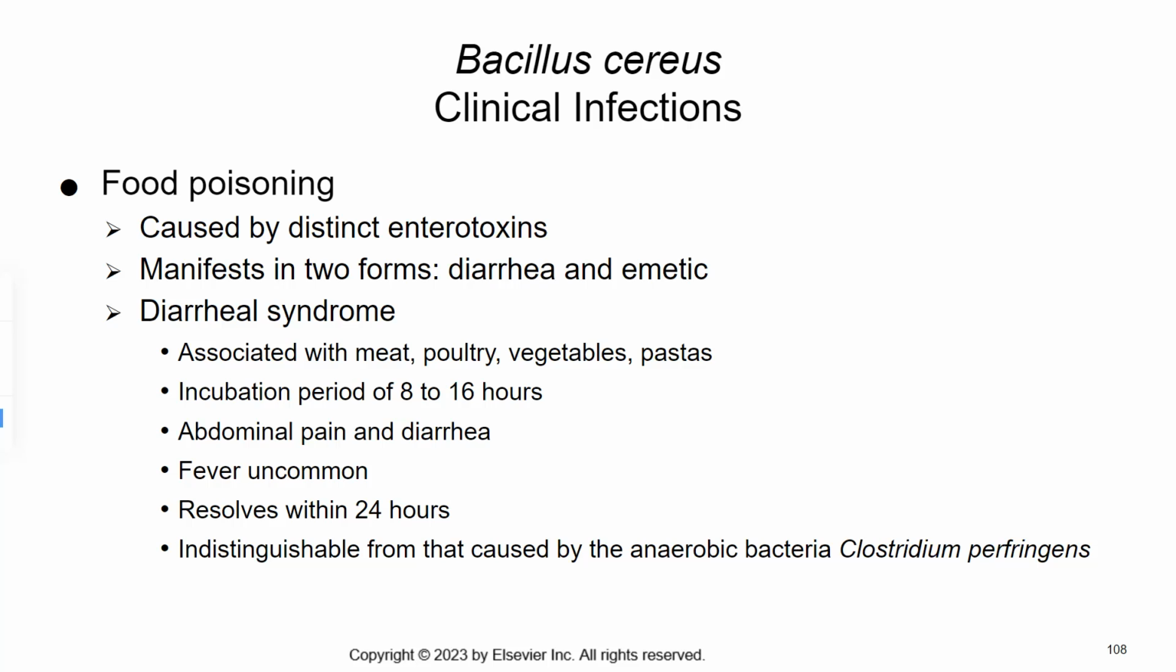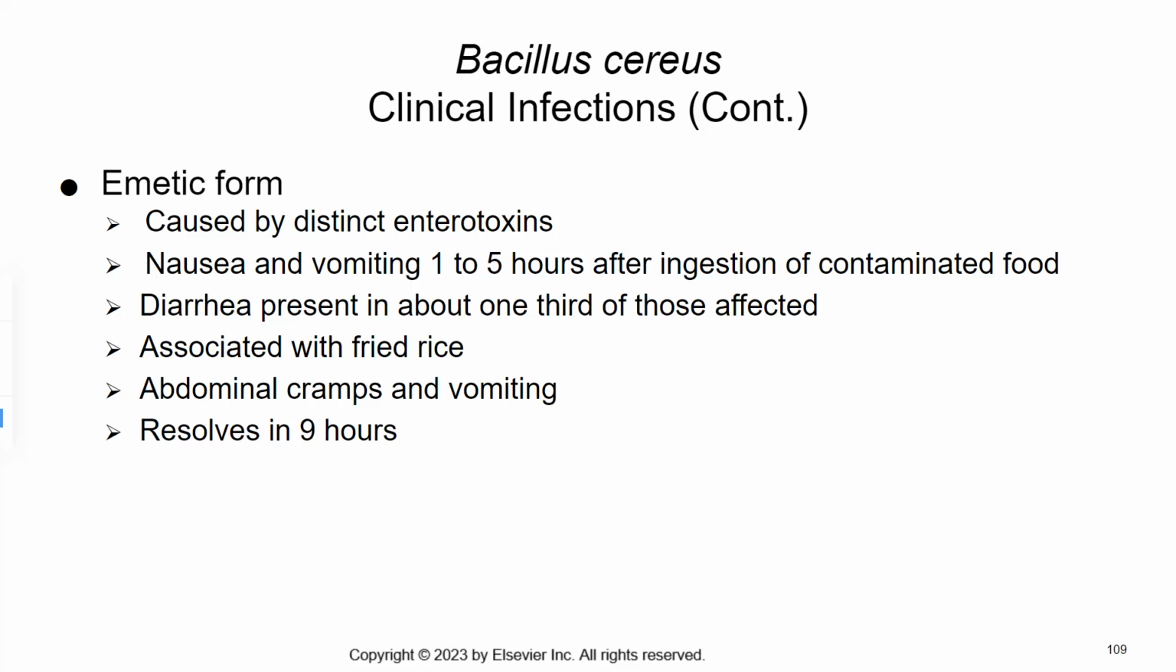Bacillus cereus food poisoning is caused by distinct enterotoxins. It manifests in two different forms, the diarrheal and emetic forms. Diarrheal syndrome is associated with meat, poultry, vegetables, and pastas. Incubation period is 8 to 16 hours, with abdominal pain and diarrhea. Fever is uncommon and it resolves within 24 hours. It's indistinguishable from that caused by the anaerobic bacterium Clostridium perfringens. The emetic form is caused by distinct enterotoxins, with nausea and vomiting 1 to 5 hours after ingestion of contaminated food. Diarrhea is present in about a third of those infected, and this is associated with fried rice.